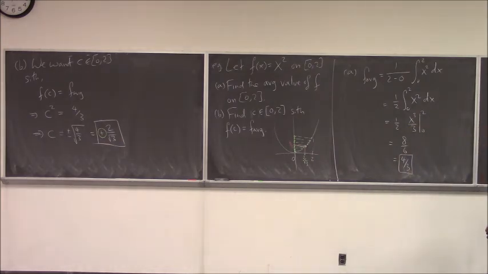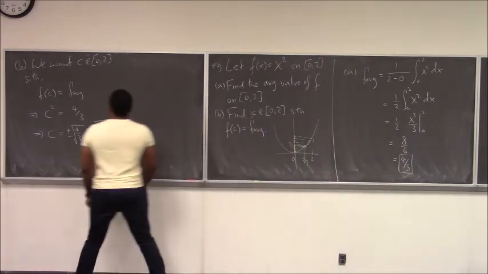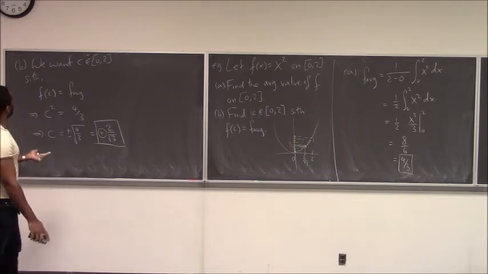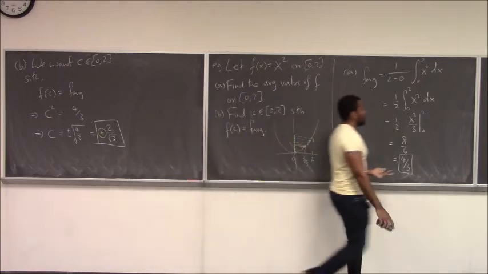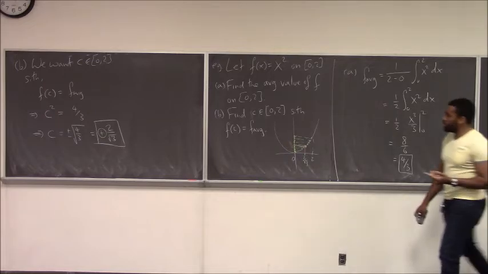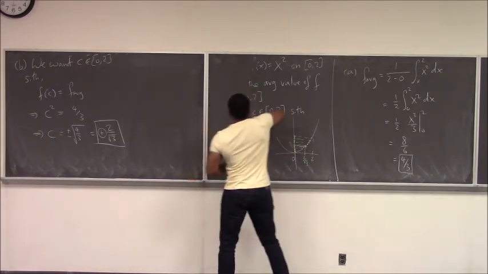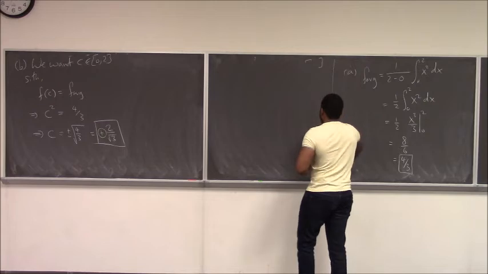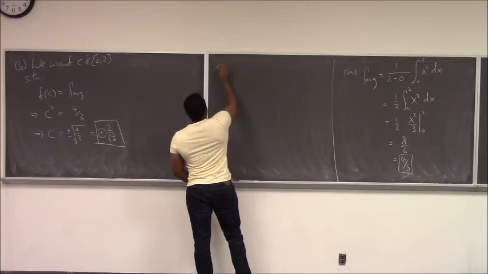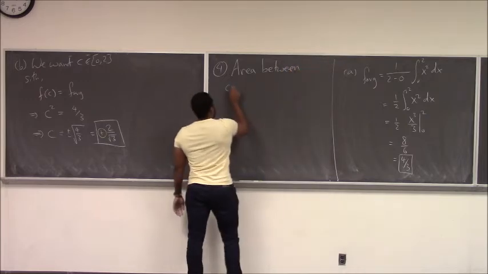One other application. So that was how many applications? We did motion, displacement, average value. Yeah, we did 3. Okay, so here's the 4th application. Area between curves.